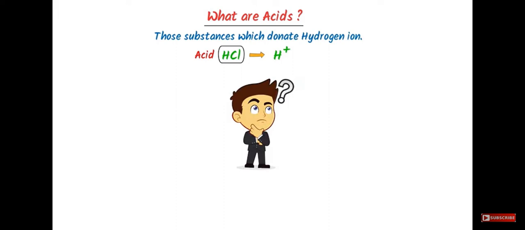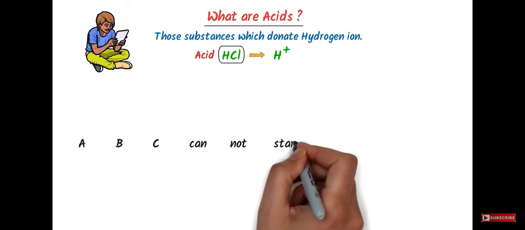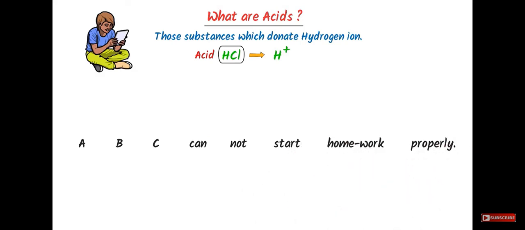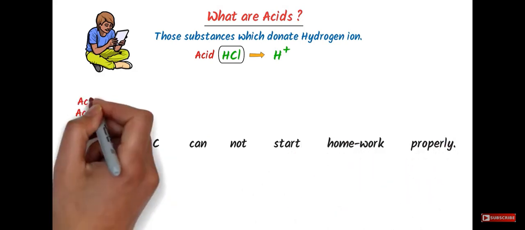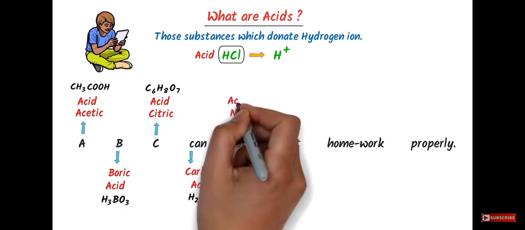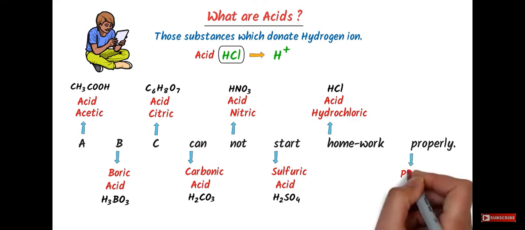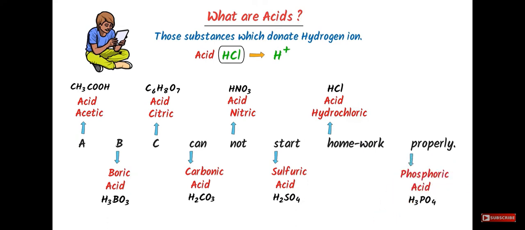Now, how can we learn the list of famous acids? Well, to learn this, let me teach you my personal trick. I always say ABC cannot start homework properly. Here, A stands for acetic acid, B stands for boric acid, C stands for citric acid, C stands for carbonic acid, N stands for nitric acid, S stands for sulfuric acid, H stands for hydrochloric acid, P stands for phosphoric acid. So this is the list of all important acids which we study in chemistry.